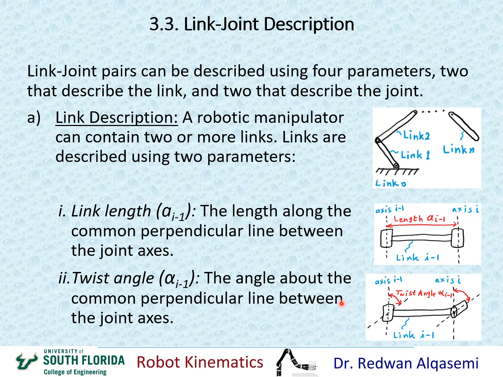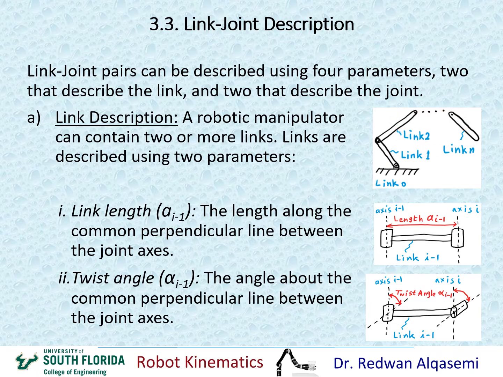Now I want you to understand that both of these parameters, the link length and the twist angle, are constants. Out of the 4 parameters, 3 of them are constants and 1 is variable. So the 2 that we describe the link with are both constants always. A is always constant and alpha is always constant, and both of these describe the link. These 2 parameters are for each link separately, so we have to describe 2 parameters for link 1, 2 parameters for link 2, and so on.